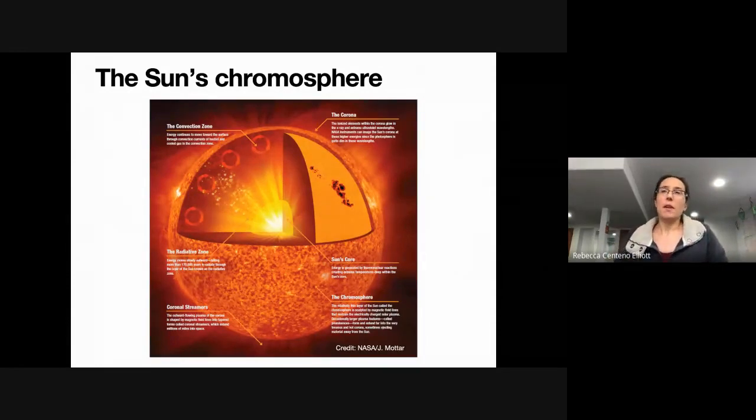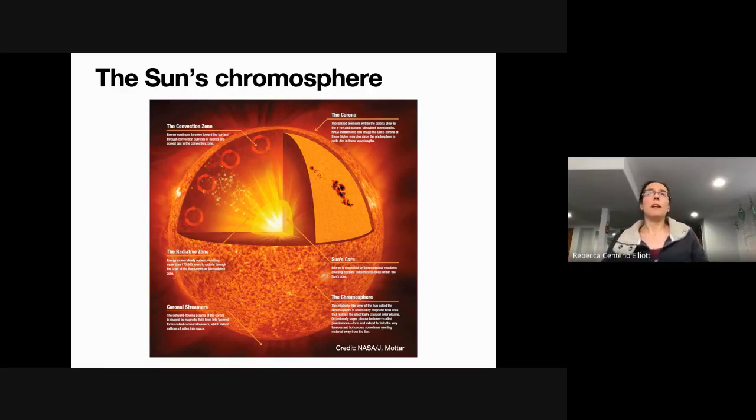The chromosphere of the sun is a thin crust of the sun's atmosphere that sits a few hundred kilometers above the solar surface, which here is depicted by this wedge. It is in between the dynamically driven photosphere of the sun and the magnetically dominated corona, which is an even more tenuous layer that extends many solar radii out into space.